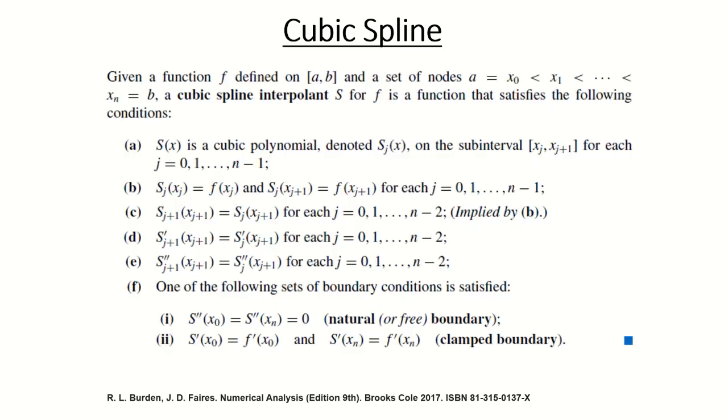That is, at each xj there is obviously some Sj. It should align with the function values, the f values. That was the initial thing that we started with. Then we talk about the derivative at the interior points and the second derivative at the interior points. They should be the same. And in the last condition, it says one of the following sets of boundary conditions should be satisfied: the natural condition and the clamp condition.